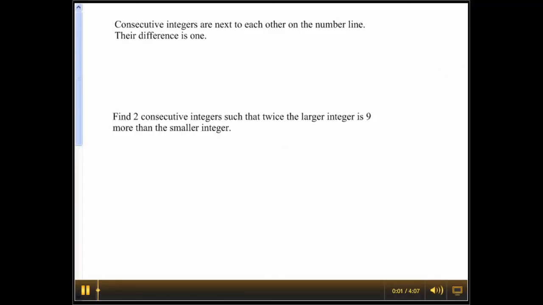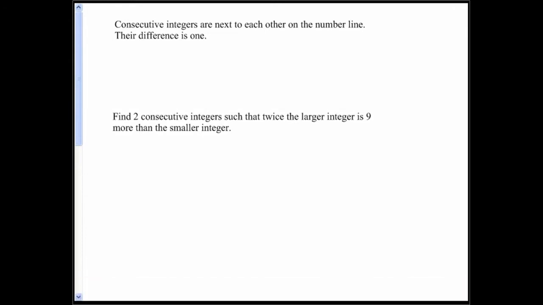A consecutive integers word problem. Consecutive integers are next to each other on the number line. Their difference is just one space on the number line. An example of consecutive integers would be 1 and 2, or 5 and 6, or -3 and -4. They're just one space away on the number line.